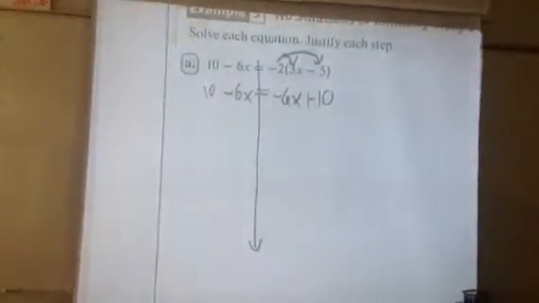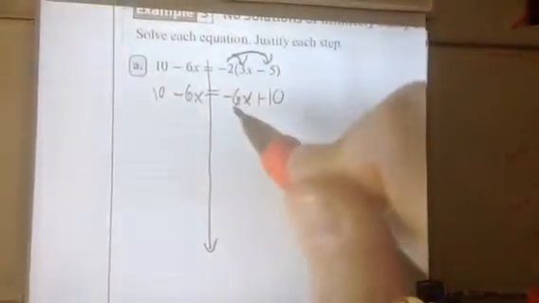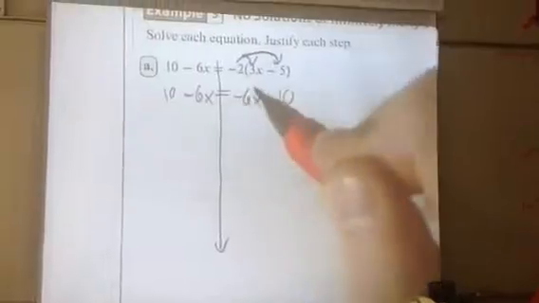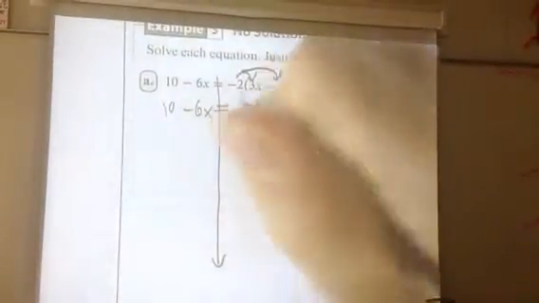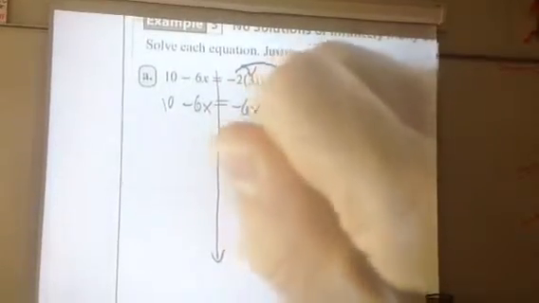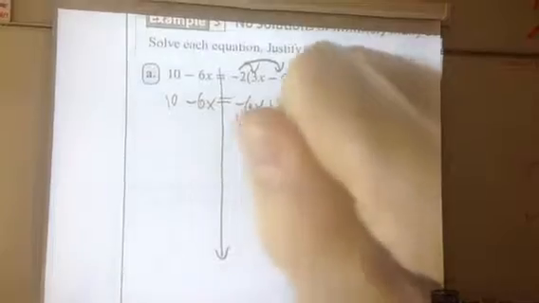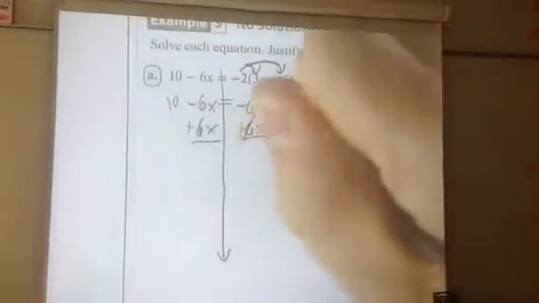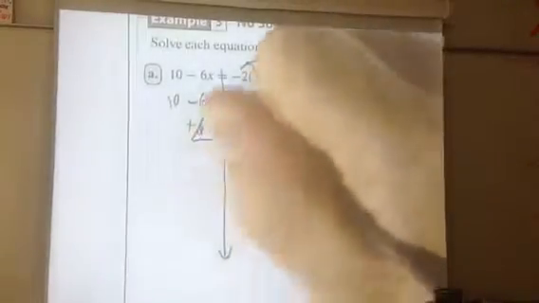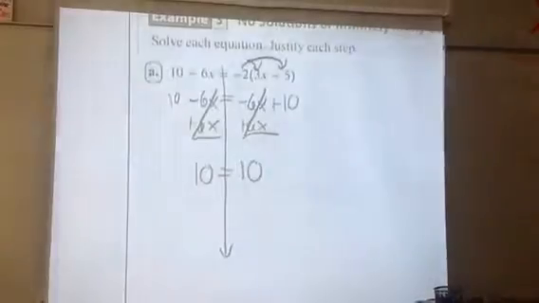Now I want all of my variables over on one side. So let's move this negative 6x. Since that's a negative, to get rid of it, I could subtract a negative, but minus a negative is the same thing as plus a positive. If I want this negative 6x to cancel, I can add 6x. If I add 6x to the right side, what's good for the goblin is good for the goon. Add 6x to this side. Now watch what happens. These 6x's cancel, which gives me 10 equals 10.